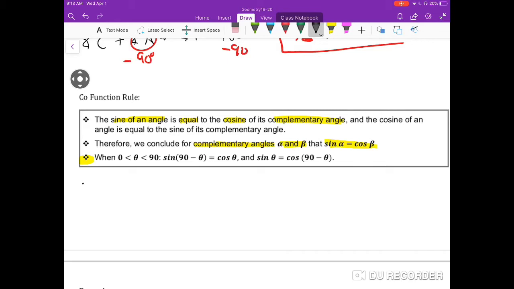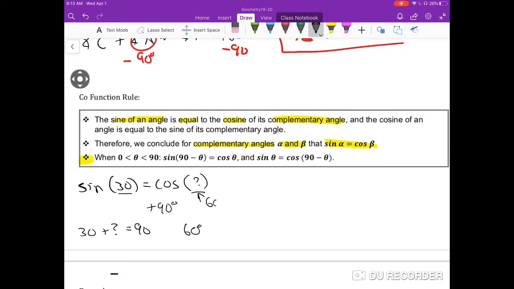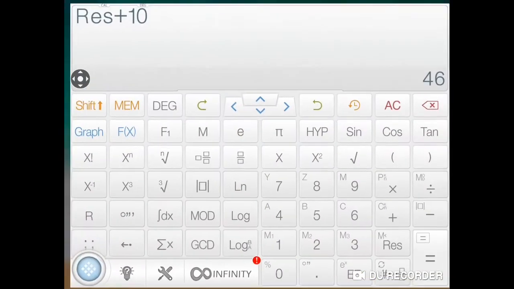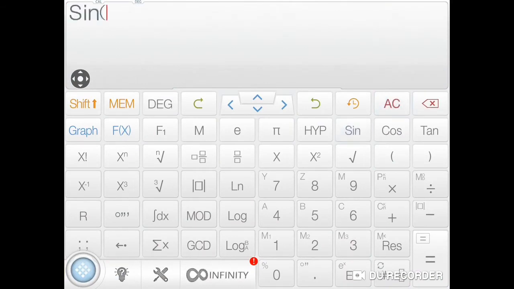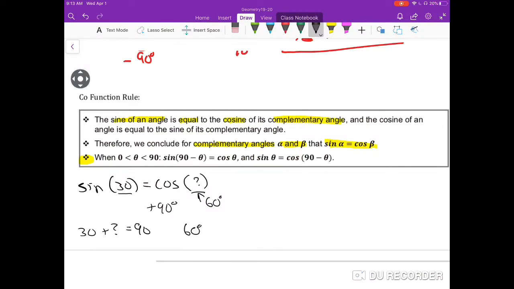So for example, the sine of 30 is equal to the cosine of what number? Well, these have to add up to 90 degrees. So 30 plus what number equals 90? It's going to be 60. So that's what's going to go here. You can check these things in your calculator. Sine of 30 is 0.5, and cosine of 60 is also 0.5. So this will work with any pair of numbers as long as they add up to 90 degrees.